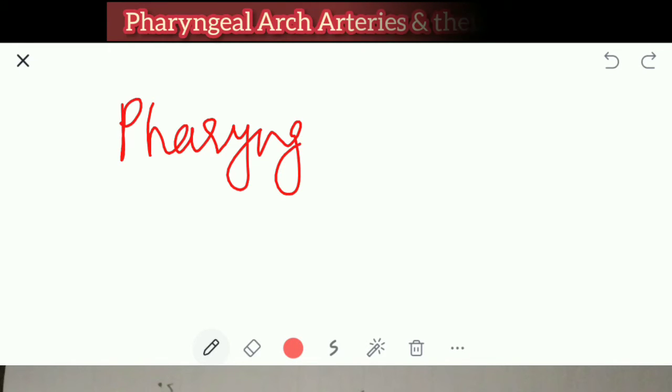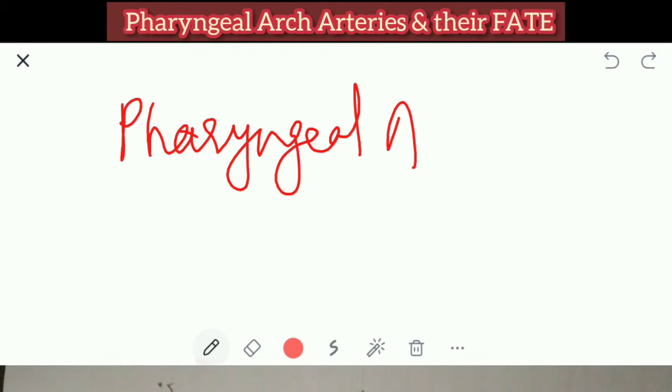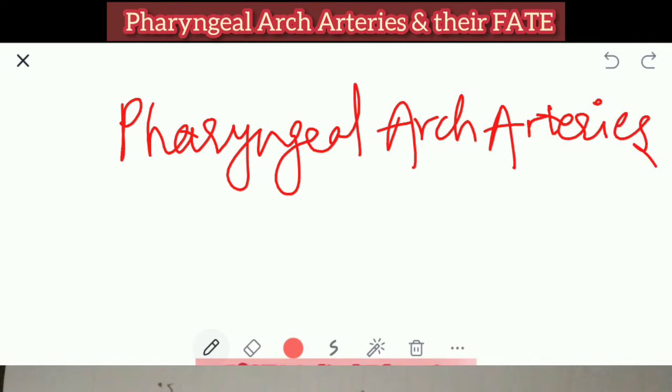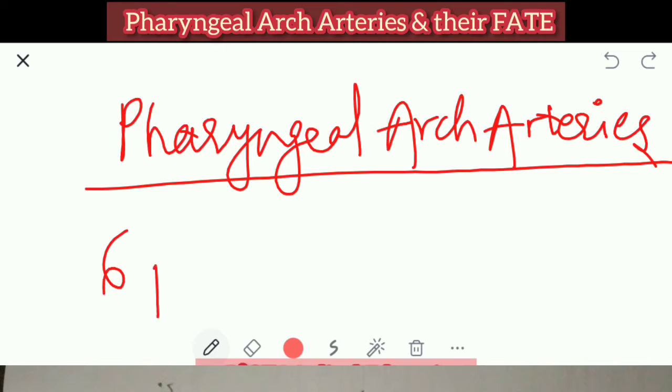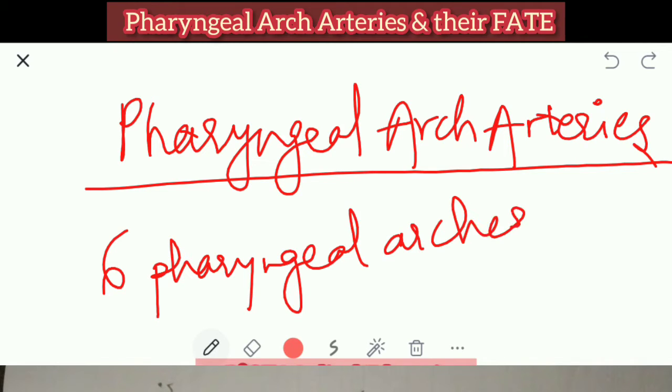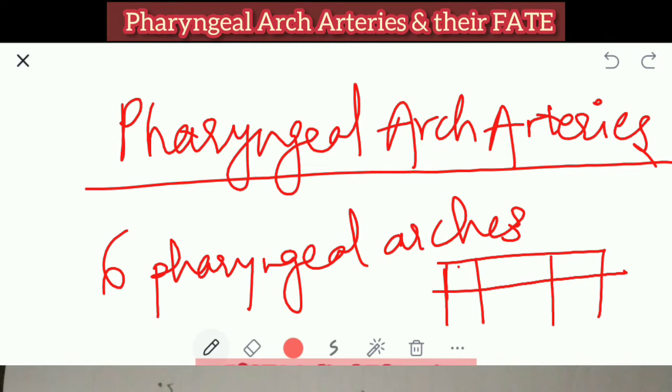Today's discussion is pharyngeal arch arteries. As we know, there are six pharyngeal arches. When we discussed the table about the pharyngeal arches and the structures developing from them, we also discussed the arterial supply in the third column.